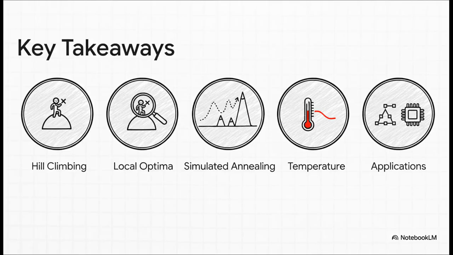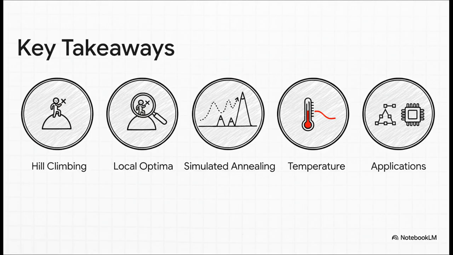So here are the key takeaways you really need to know. Hill climbing is fast and simple, but it's greedy and gets fooled easily by local optima. Simulated annealing is the much smarter solution because it fixes this problem by sometimes accepting worse states, allowing it to escape those traps. And this whole process is controlled by that clever temperature parameter that goes down over time.